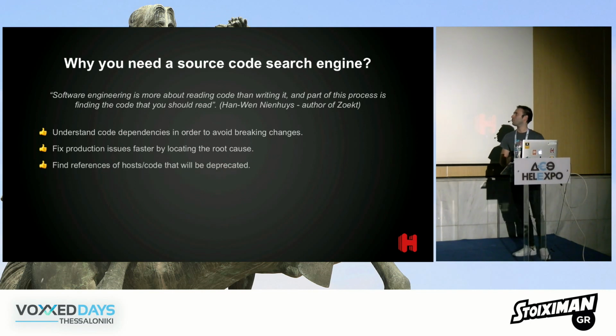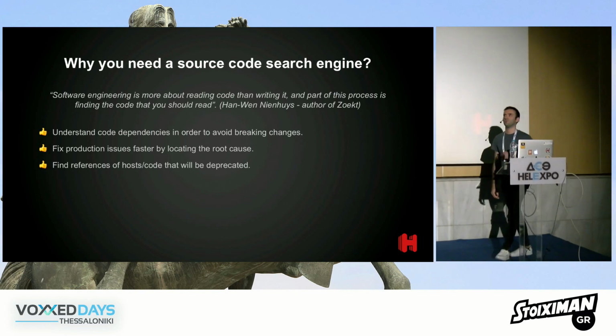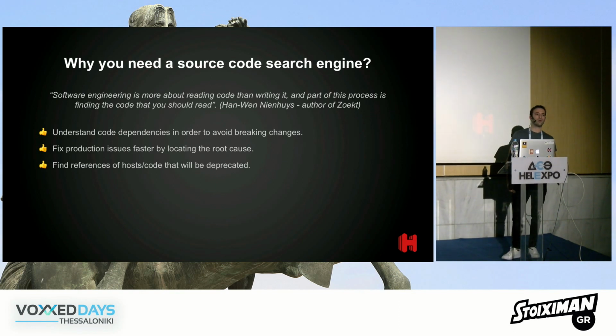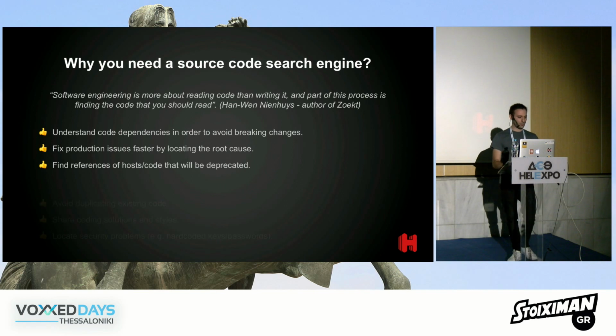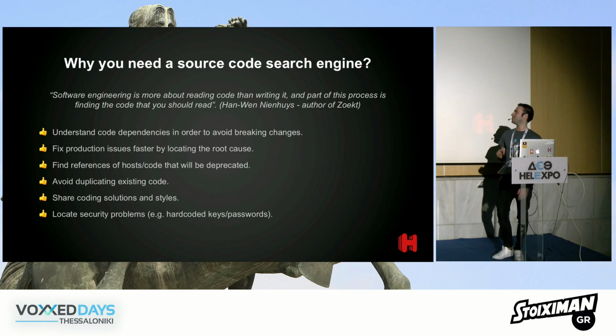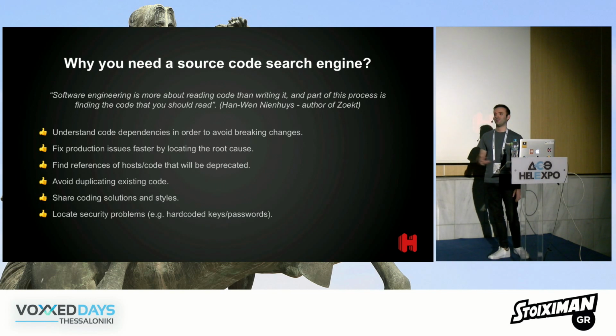Next one, find references of hosts or even code that will be deprecated. Imagine that you would like to kill a bunch of servers from your data centers. You need to make sure none of those services rely on those servers, right? That's really important. But also avoid duplicating existing code, share coding solutions and styles, and last but not least, locate security problems. You know, this is the year of data breaches and GDPR. We need to be a bit more careful about what we push to Git nowadays.